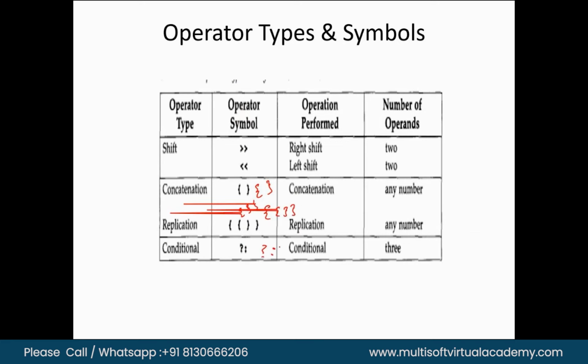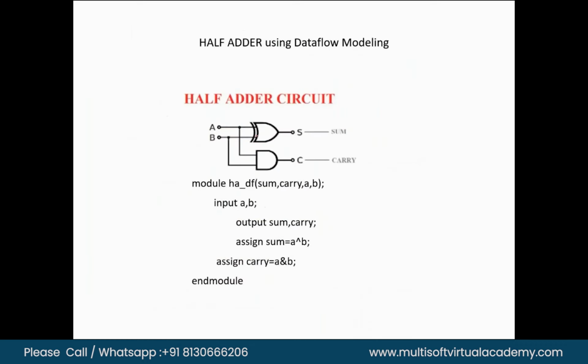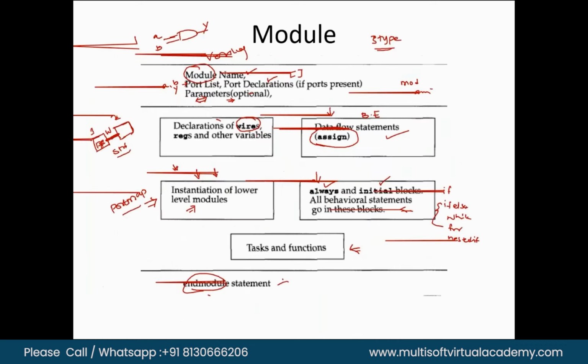So in Verilog, we have to use only symbols to write the program. We should not use any words. So we'll be using only the symbols. So this is an AND gate program. The output y is equal to a and b; the Boolean expression will be a and b.